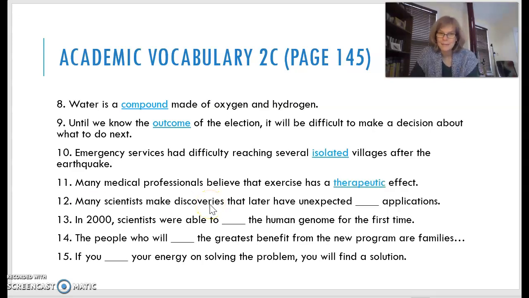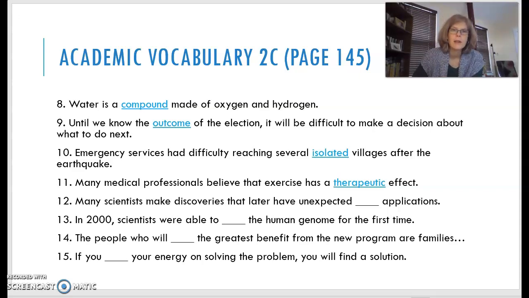Let's take a look at 11. Oh, number 11, sorry, has a blank effect. And this is going to be a place where I need another adjective. I need an adjective that describes the effect that exercise might have. And we're talking about health professionals, medical professionals, saying that it has really a very therapeutic effect. It has a good effect, a healing effect. It does therapy on us. Good work, guys. Let's keep going.